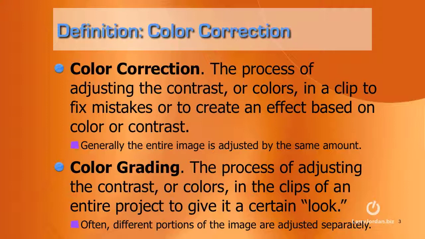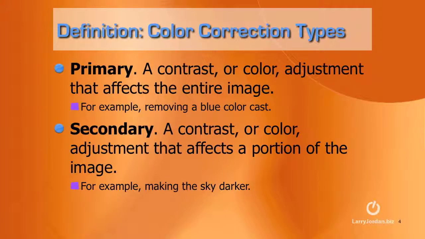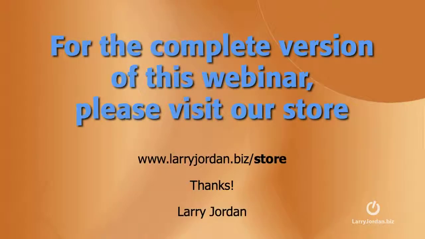What we're going to talk about today is the technique of using scopes to analyze our images and improve or fix color problems. We won't have the time right now to talk about color grading. We'll save that for the future. There's two types of color correction. First is a primary color correction, and this is a contrast or color adjustment that affects the entire image of the entire clip, for example, removing a blue color cast.